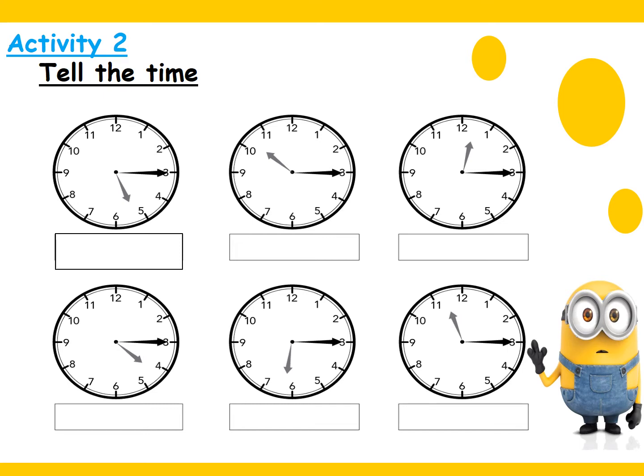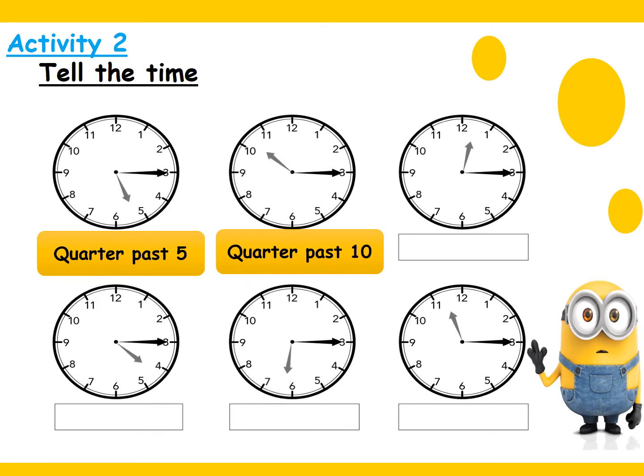Tell the time. Okay, the first one, the long hand on 3. All of them almost have the long hand on 3. So this activity tells us that the time here is quarter past, then look at the short hand and tell the time. The first one, it's quarter past 5. And here is also the long hand on 3 and the short hand on 10. So it's a quarter past 10.